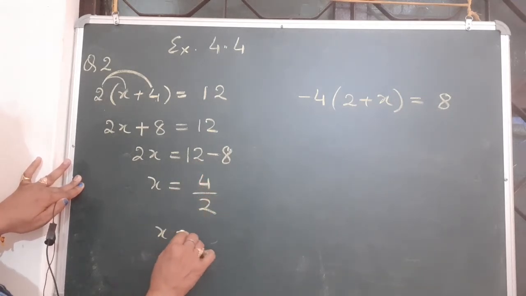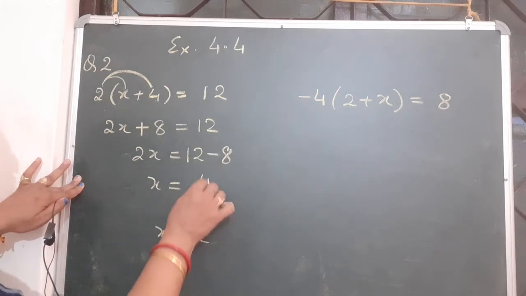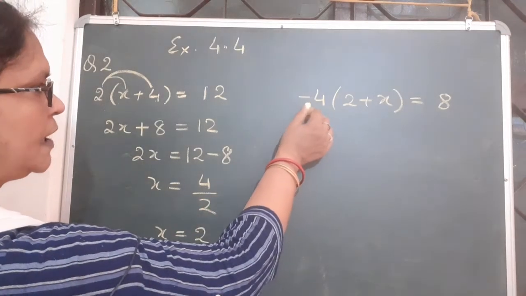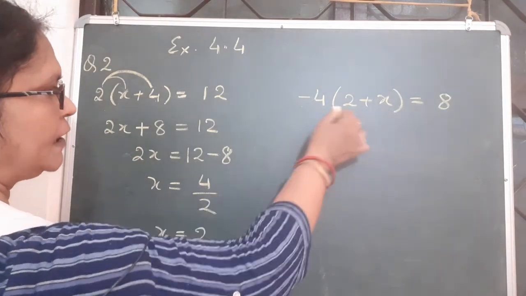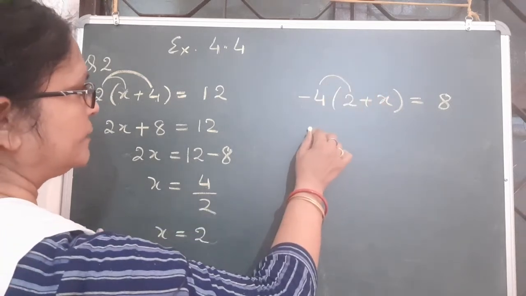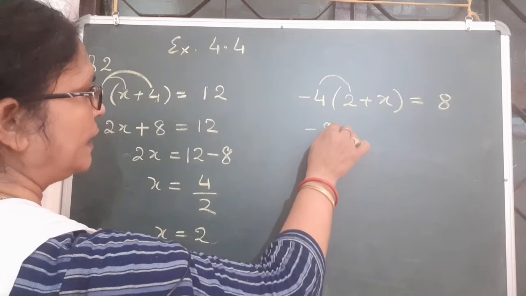Therefore, value of x will be 2. 2 2s are 4. Now we come to the next question. That is, here it is minus 4. You have to multiply the bracket with minus 4. So minus 4 into 2 gives minus 4 2s are 8.